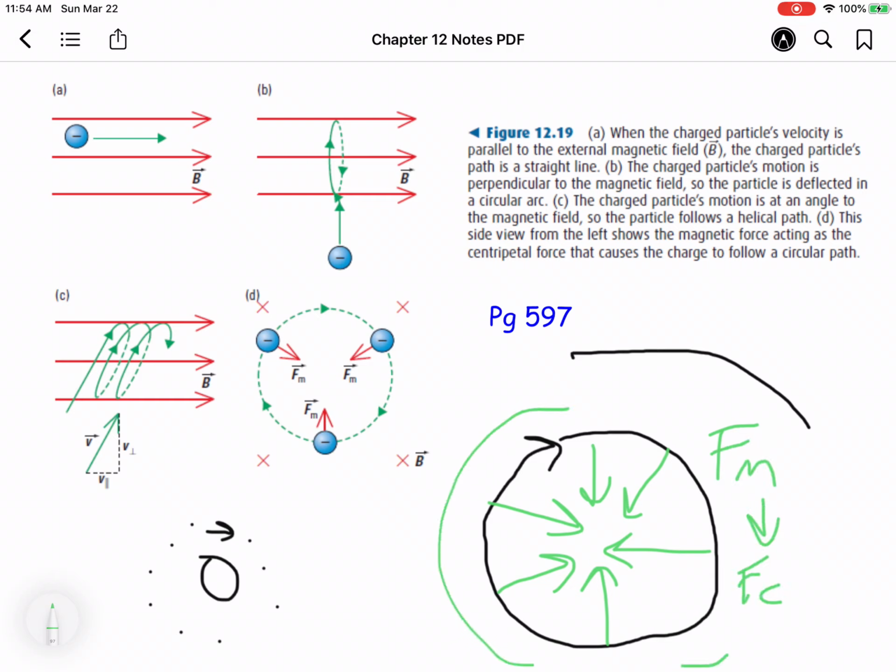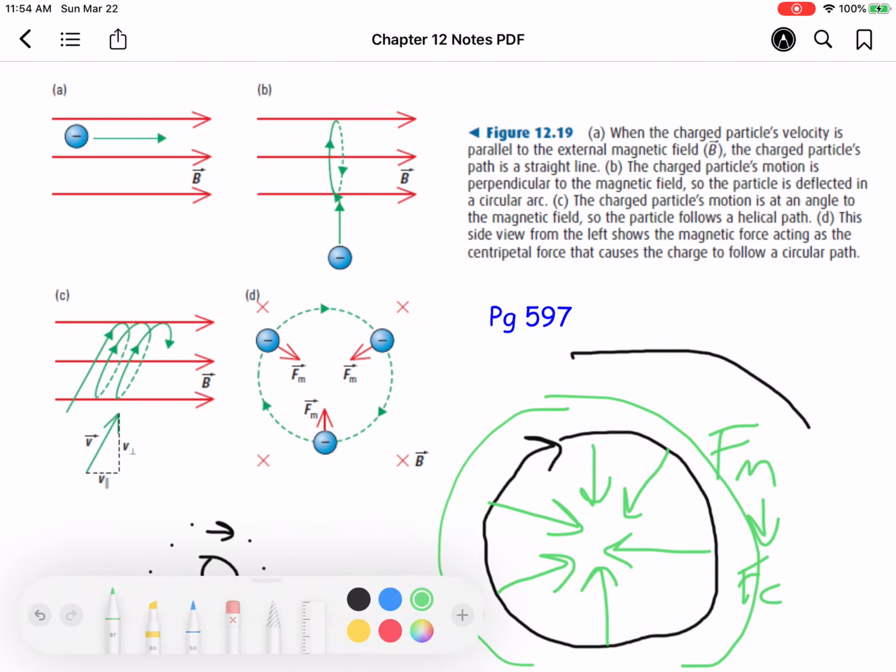So this is where I should hear cheering. You guys are excited, right? We're excited about centripetal motion coming back.